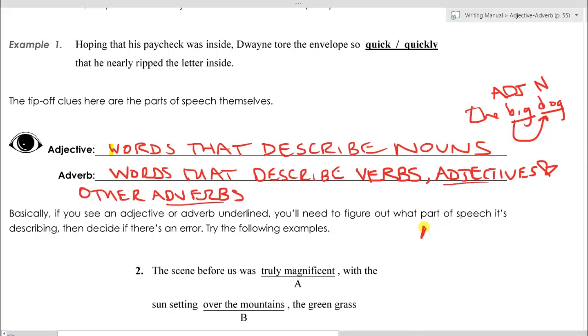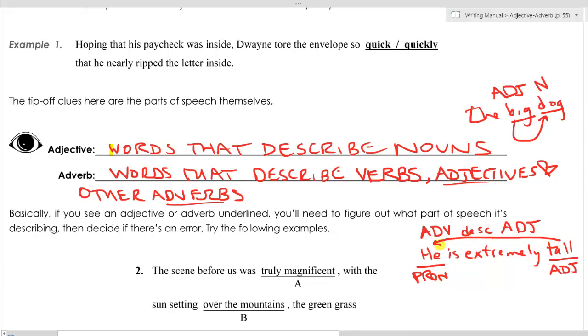So here is an example of an adverb describing an adjective. If we say something like, he is extremely tall. So this tall right here is the adjective, and that adjective is describing this pronoun he. By the way, adjectives can describe nouns or pronouns. You might want to add that. So we have an adjective describing this pronoun he. He is tall. And then we have this adverb coming in and describing this adjective, this adverb extremely.